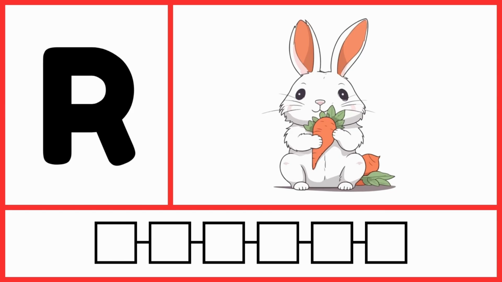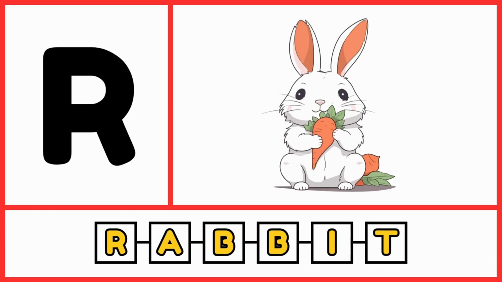Let's spell it. R, A, B, B, I, T. R is for rabbit.